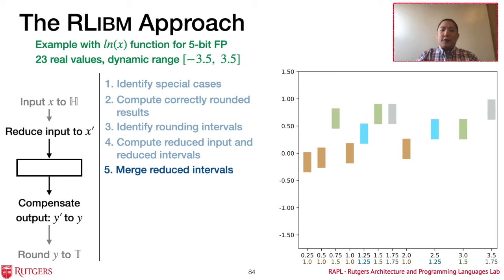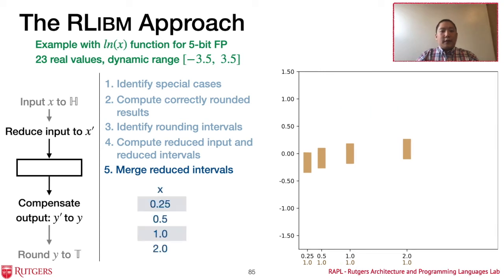Now at this point, you may have realized that there are several inputs x that are mapped to the same reduced input x prime. For example, there are 4 inputs 0.25, 0.5, 1.0, and 2.0 that all map to the same reduced input 1.0. However, the reduced interval for each input is different. This is because of the numerical errors of floating point representation and the fact that our reduced intervals take into account these errors. Each reduced interval tells us what p of x prime should produce in order to approximate natural log of x accurately.